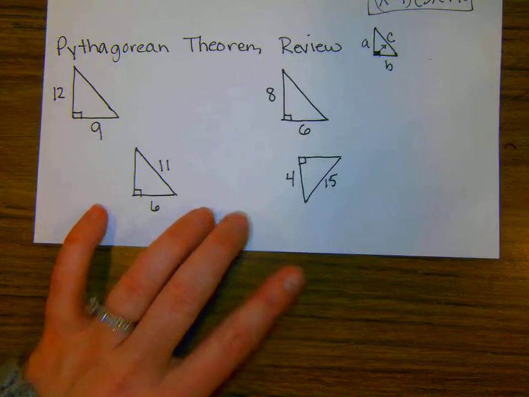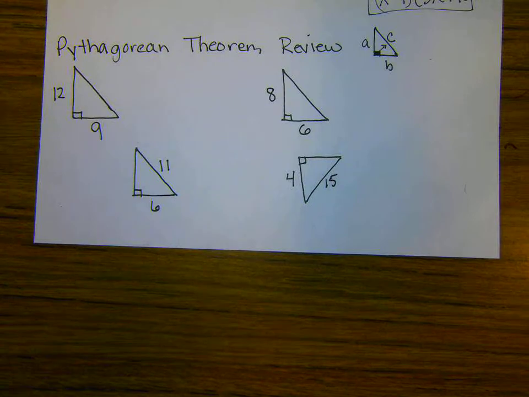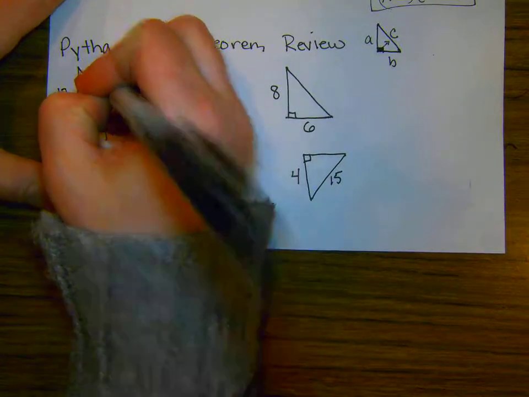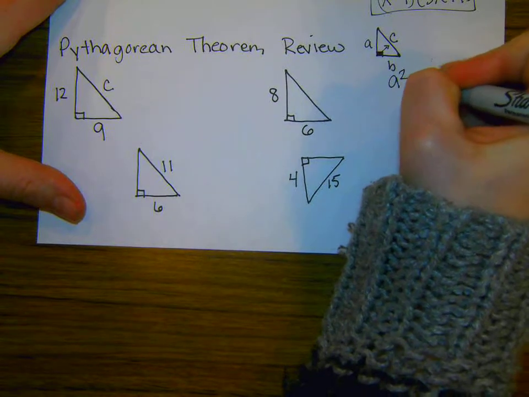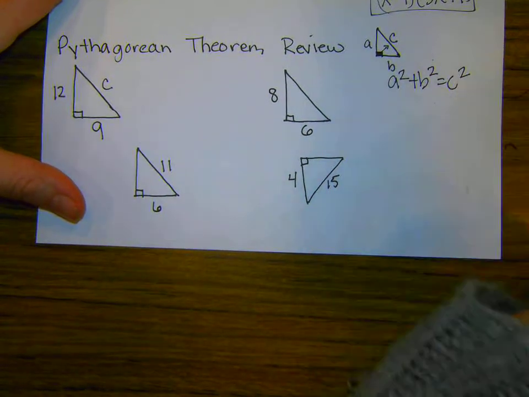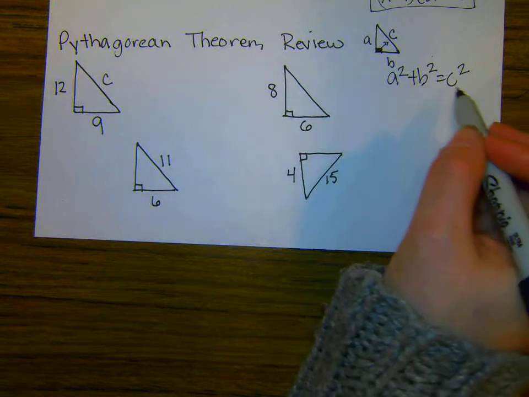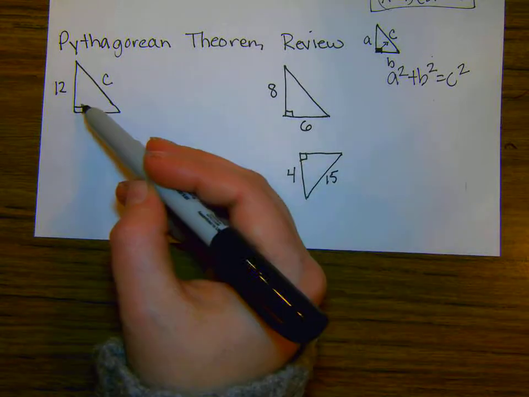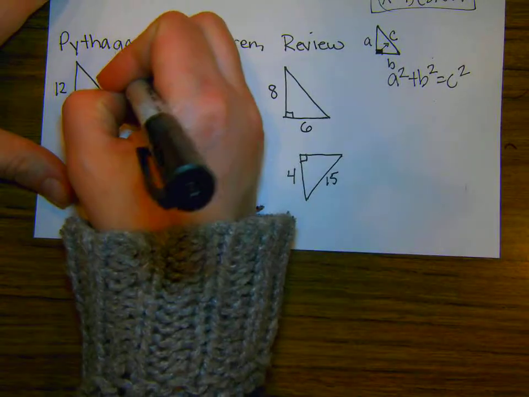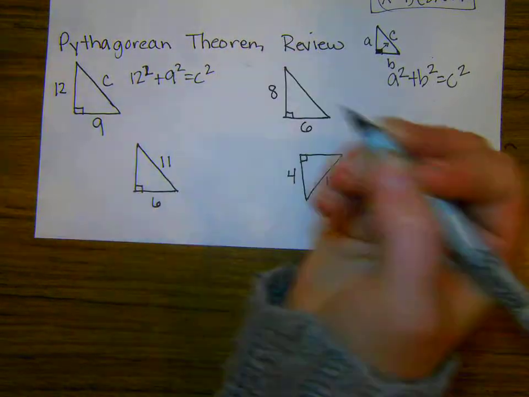So basically for all 4 of these, the last set, we're going to practice finding the missing number. So in this case, I know I'm finding the C in the theorem, and of course, here's the theorem. Most of you probably remember it, but we'll just write it down. A squared plus B squared equals C squared. So we're going to use this theorem to find C in this case because that's across from the 90. So 12 squared plus 9 squared equals C squared.